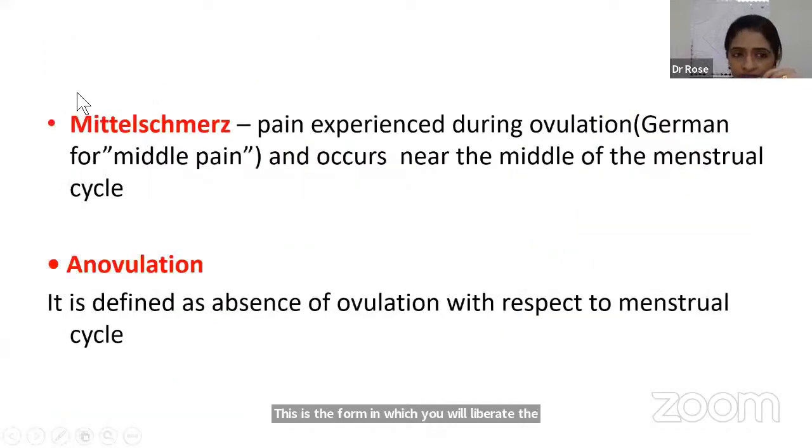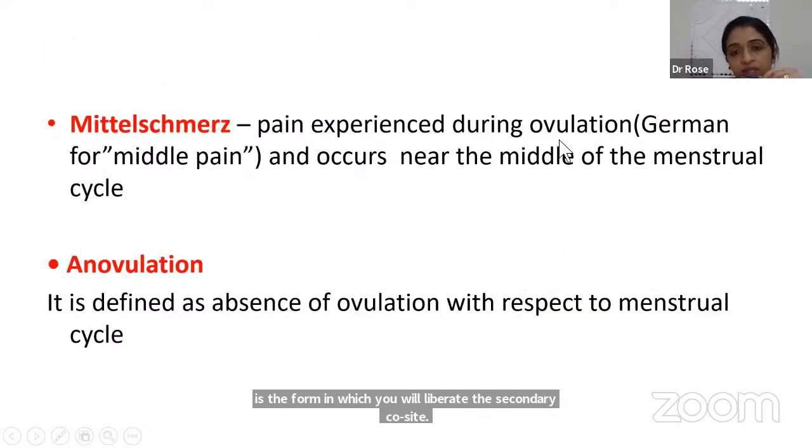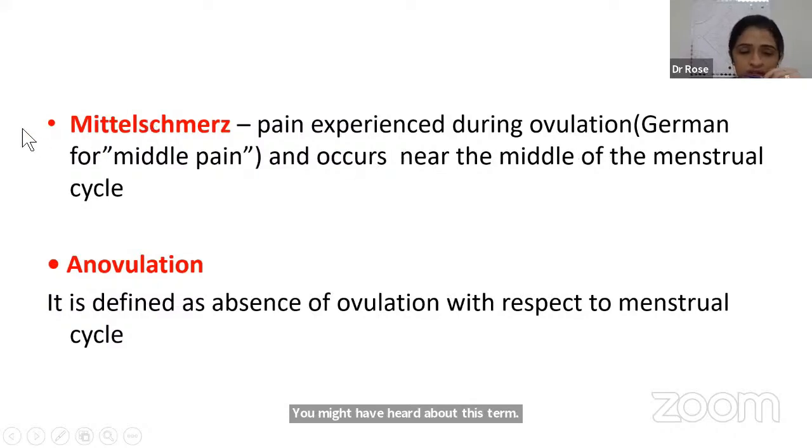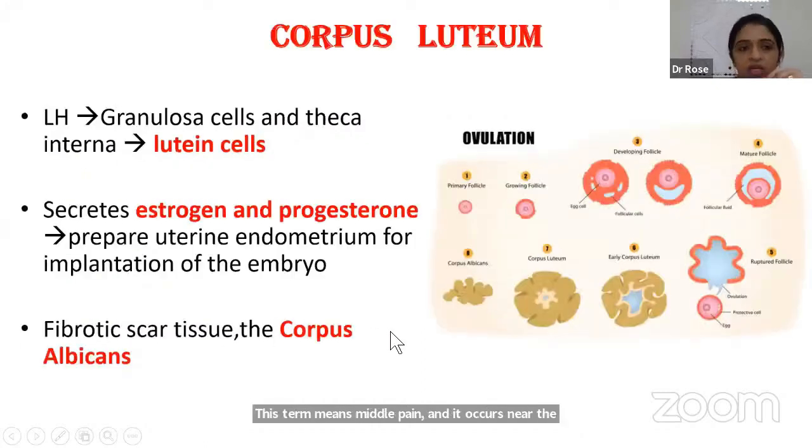You might have heard about this term Mittelschmerz. It is nothing but pain experienced during ovulation. This term means middle pain and it occurs near the middle of the menstrual cycle. And anovulation means absence of ovulation.